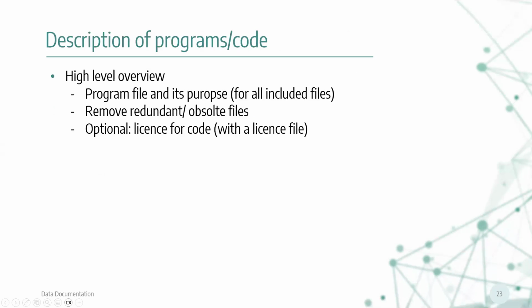Then they've got hints on how to describe your program, your code. They do not want detailed descriptions. They just want a high-level overview. They want you to name the program and file, with a short description of the purpose. They don't want redundant files, so anything that was used before but is not used in the final article should be removed. And they want you to license the code you include, if you can do so because it's your own.